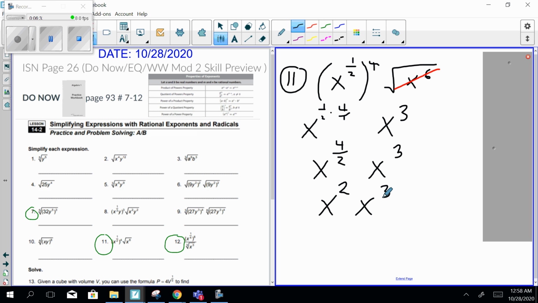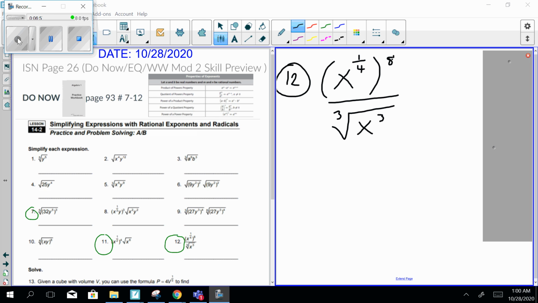And again, we're having to utilize these rules. When you have the same base multiplied, you just add the powers. So ultimately, here, our answer is going to be x to the 2 plus 3, which equals x to the 5th power. Okay, and so that is our answer for number 11. Okay, and so this is number 12.